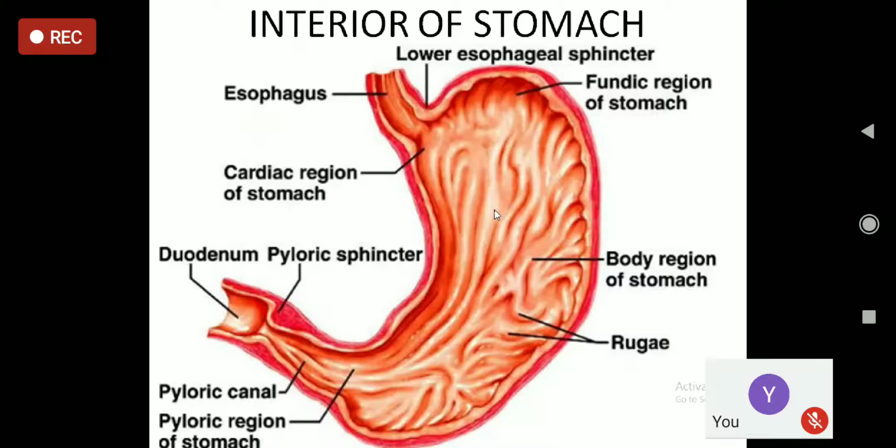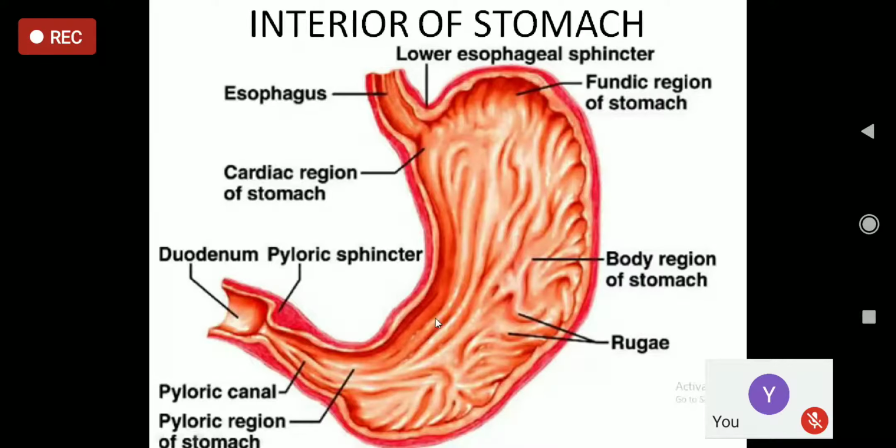Then, the interior of the stomach. When we cut open the stomach and view its interior, as we have already mentioned, it is a muscular bag which is highly distensible and the most dilated part of the whole GI system. The empty stomach has a number of irregular folds of mucosa known as rugae, and these rugae are actually temporary folds.